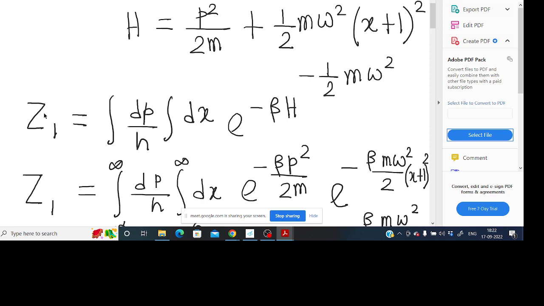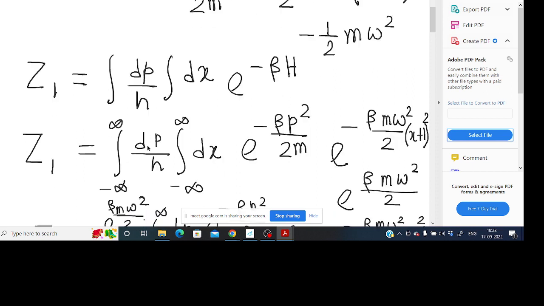I think in our second class. Okay, so this is the canonical partition function. This is just a definition. So there is integral dp integral dx by h, where h is the Planck's constant, into e to the power minus beta H, and H is this Hamiltonian. Okay, and beta is 1 by kBT, the inverse temperature.